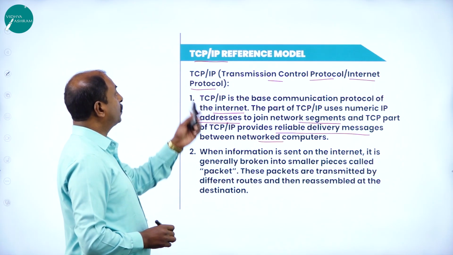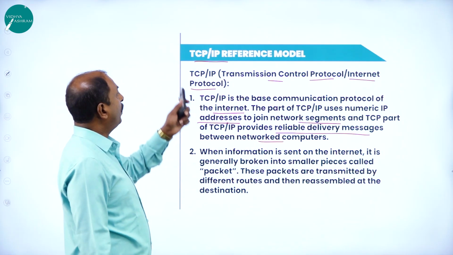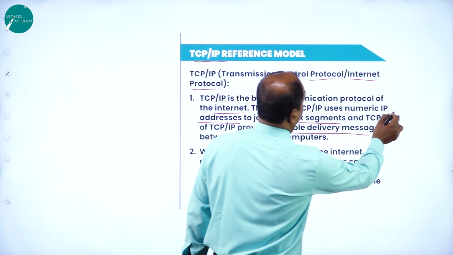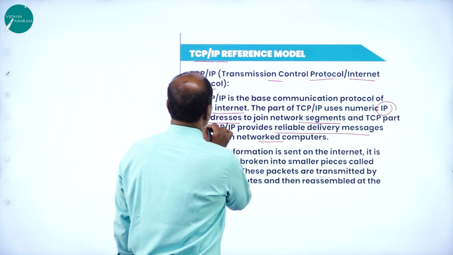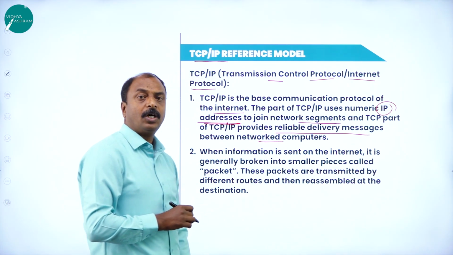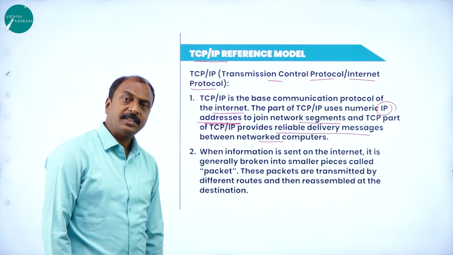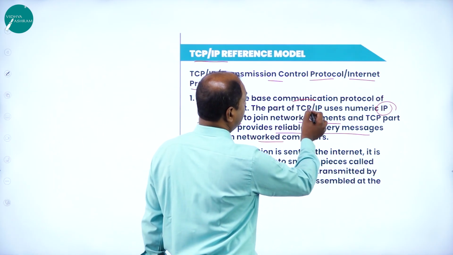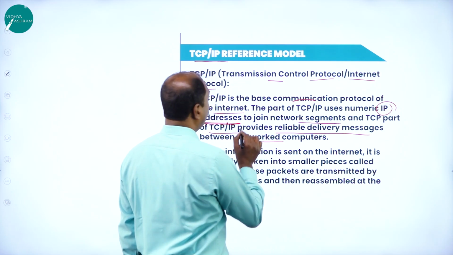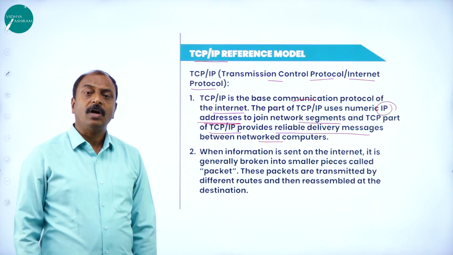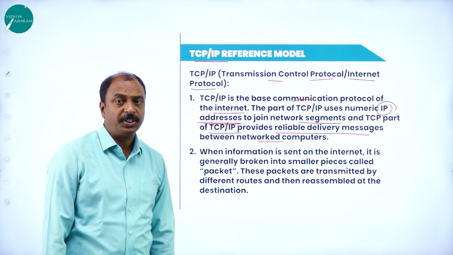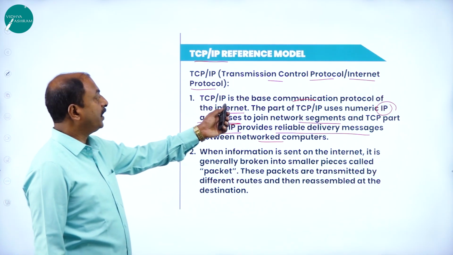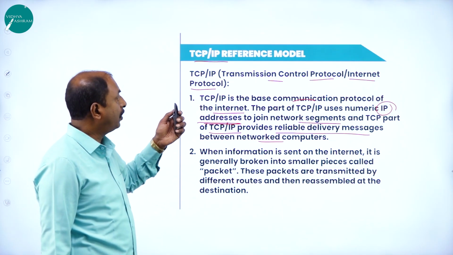As I told you, there are two parts in TCP/IP. One is TCP, the next one is IP. Here IP stands for the numeric IP address. That is how a computer will be recognized in a computer network. And the other part, TCP, is responsible for guaranteed delivery of data or a message to the destination, or to host B. This is the function of the TCP/IP protocol in a network.